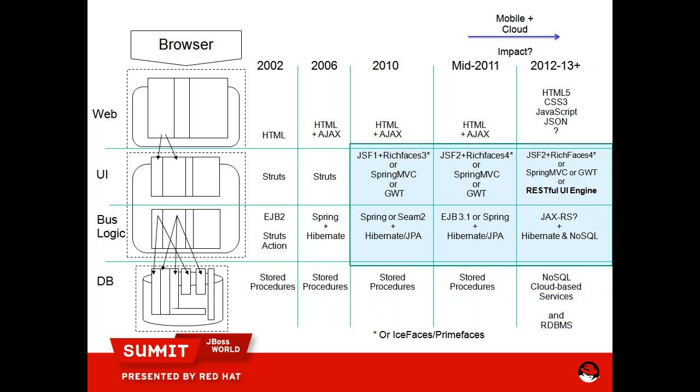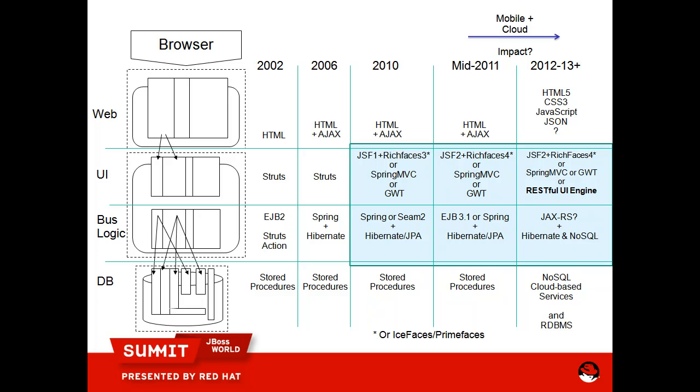Spring MVC continues to do well. Google Web Toolkit continues to hold steady and grow and gain market share. EJB 3.1, basically POJO programming within Java EE, and Contexts and Dependency Injection, right? CDI is growing in popularity, and you're going to hear more and more about it.